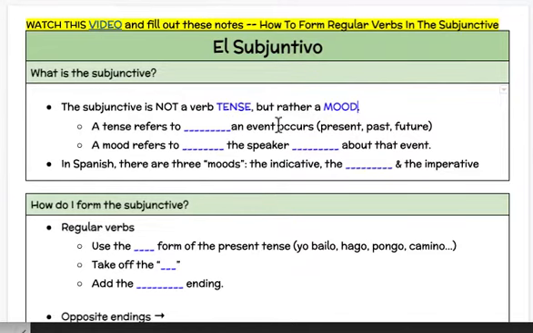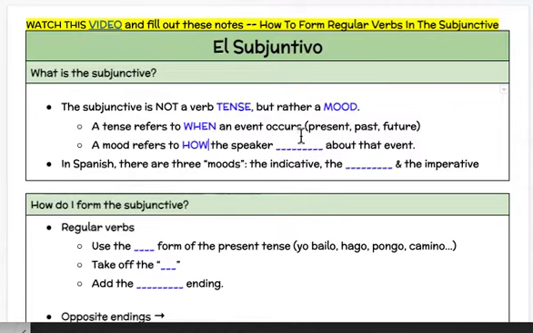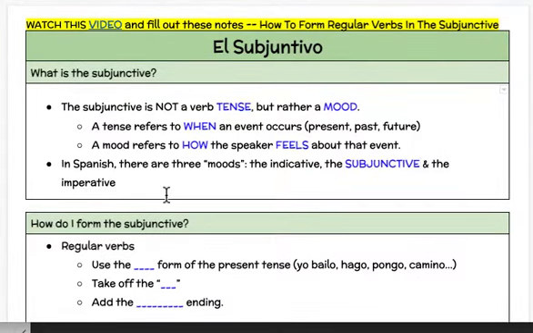A tense refers to when an event occurs, for example, the past, present, or future. And a mood, when referring to a verb, refers to how the speaker feels about that event. This might sound very abstract to you because we don't really have this in English. In Spanish, there are three moods: the indicative, the subjunctive, which we are learning today, and the imperative.